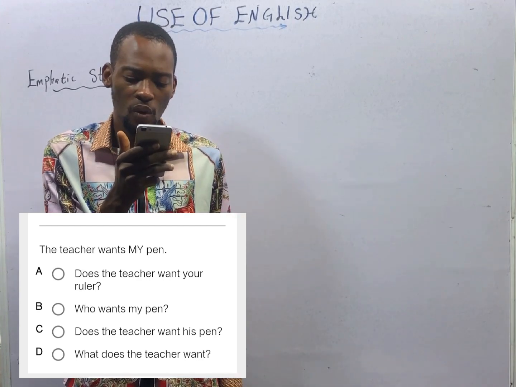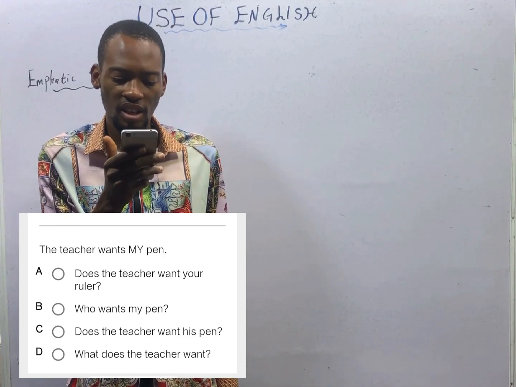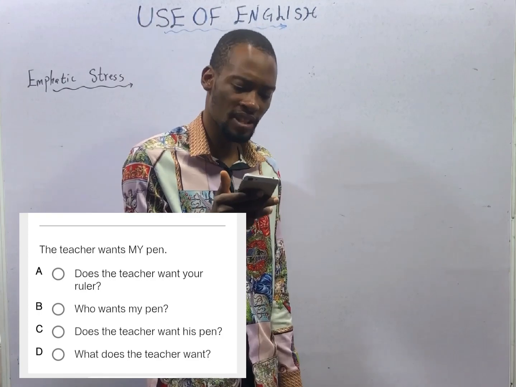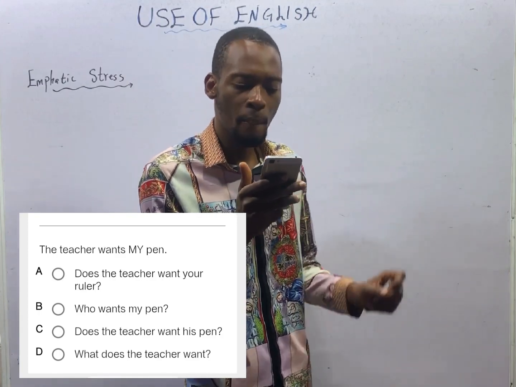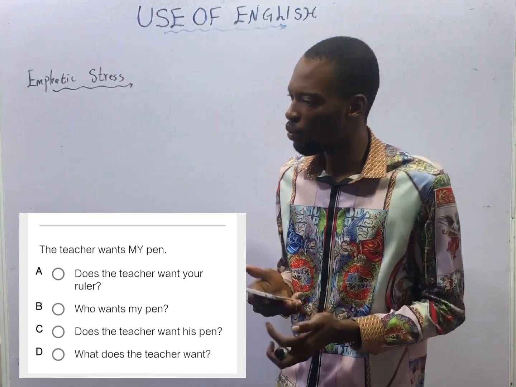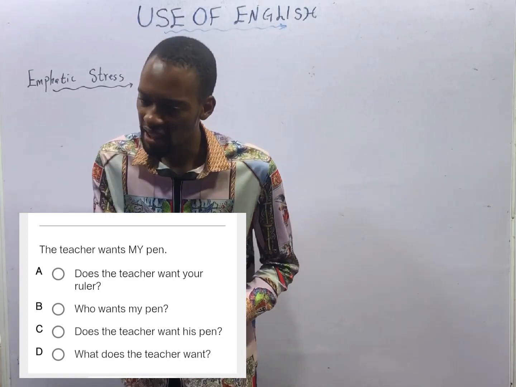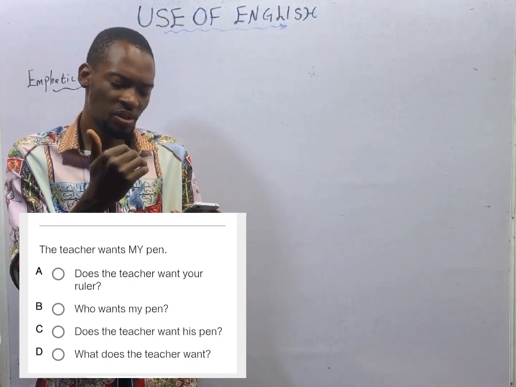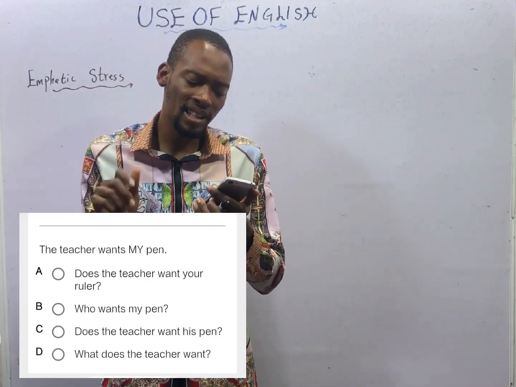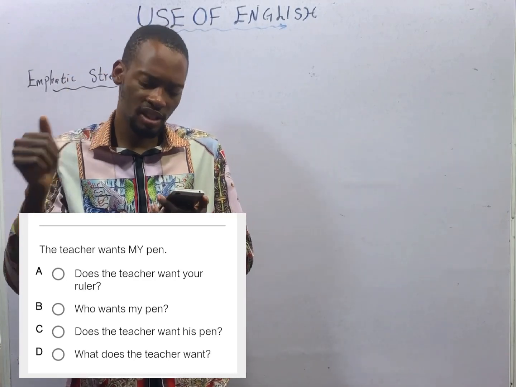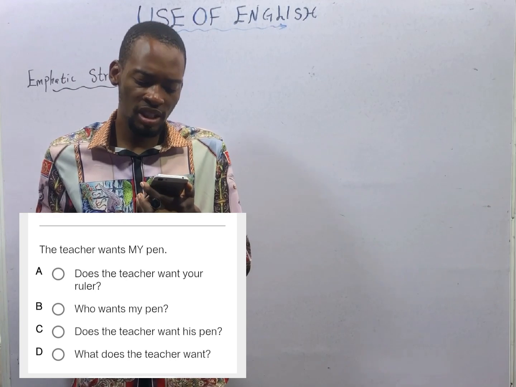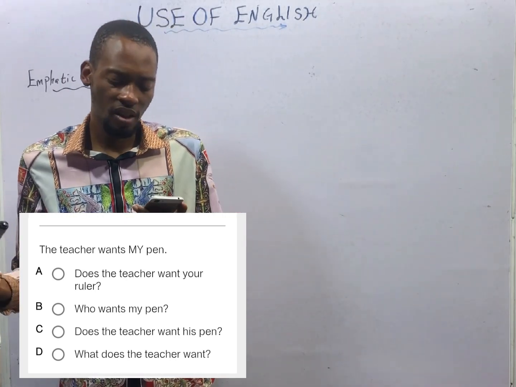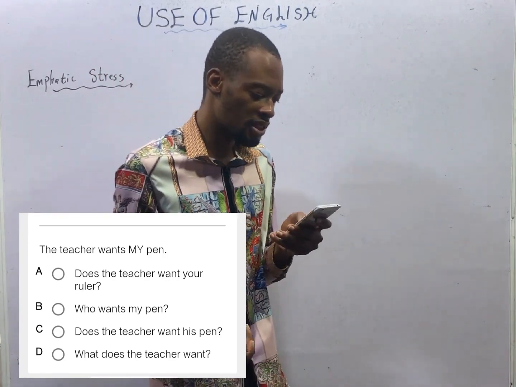And option D, what does the teacher want? If I say what does the teacher want, my will not be emphasized. What does the teacher want? Pen will be emphasized. What does the teacher want? Pen. So, since pen was not emphasized, option D is not a question that can warrant the answer given in the sentence. So, does the teacher want his pen? Mine changed to his. That makes a lot of sense.